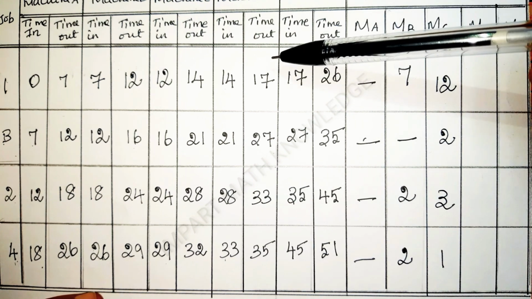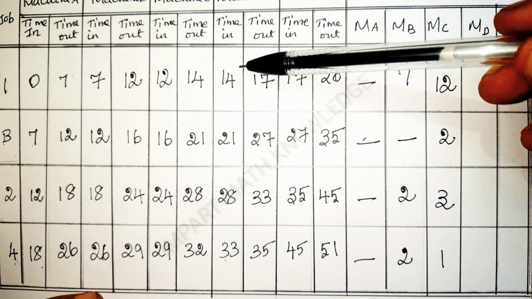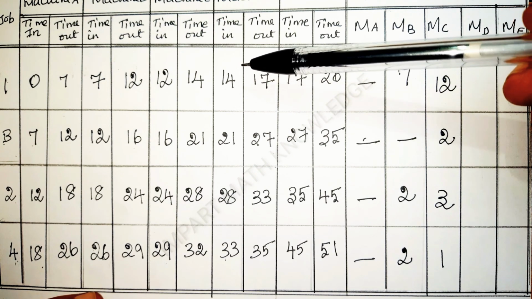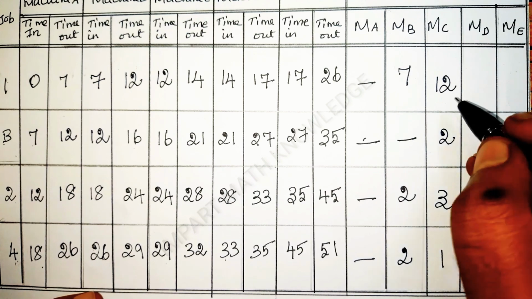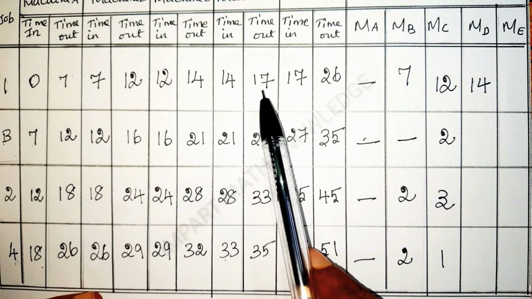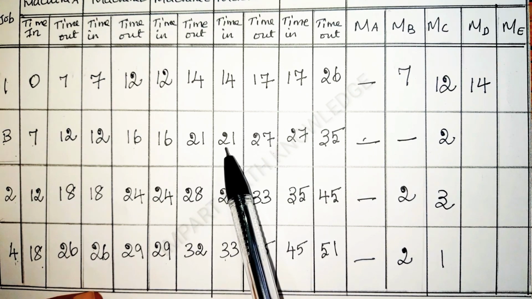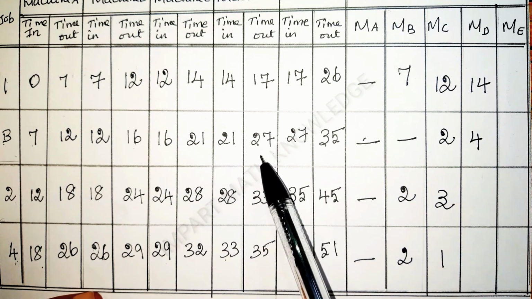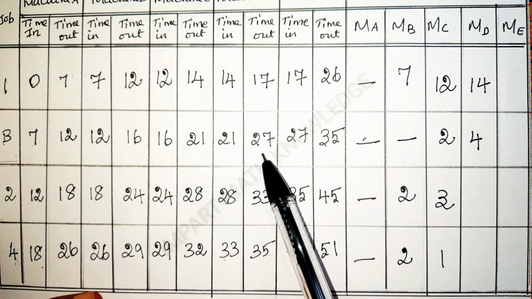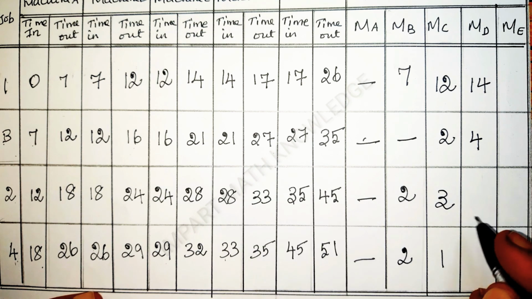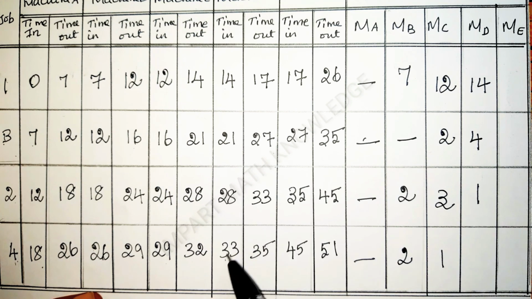Next we have to find the idle time for machine D. Machine D starts the work at the 14th hour. So for the first 14 hours machine D is free. Job 1 completes the work at 17 hours. Job 3 starts the work at 21 hours. So the idle time is 4. Job 3 completes the work at 27 hours. Job 2 starts the work at 28 hours. So the idle time is 1. Here it starts immediately, so no idle time.